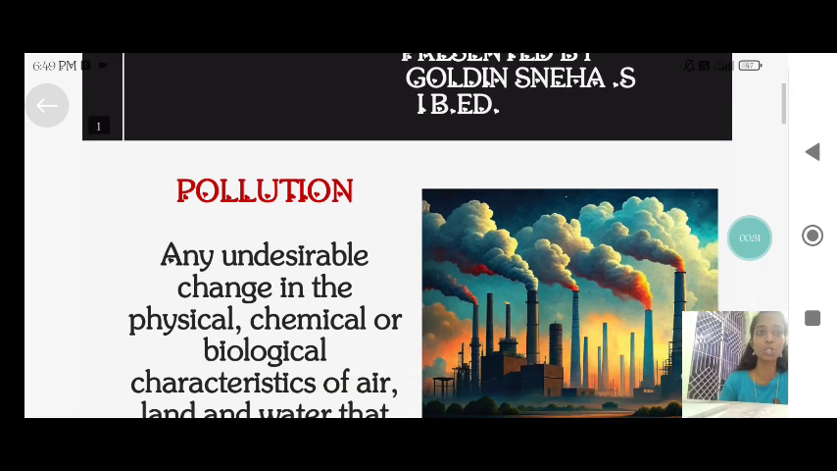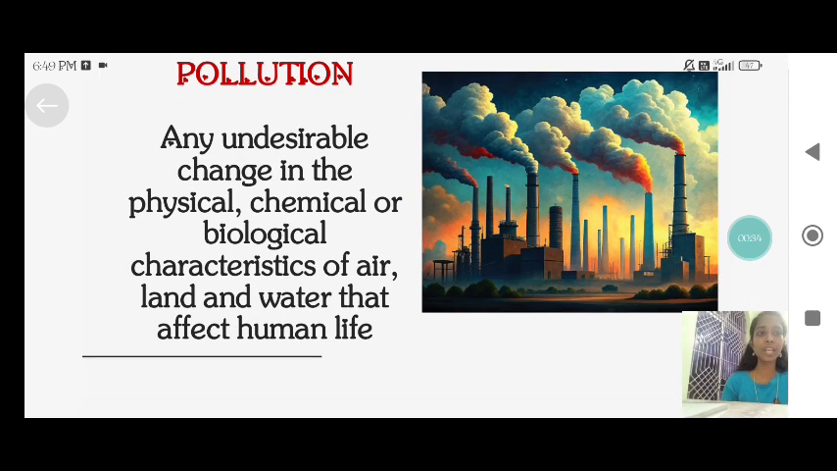So you all know what is pollution. That is an undesirable change in the physical, chemical or biological characteristics of air, land and water that affects human life. So pollution is nothing but the introduction of harmful substances. The introduction of harmful materials or substances into the environment, we call that pollution. That is the harmful materials in the environment or the undesirable change in physical, chemical or biological characteristics of air, land and water which affects human life, is called what? Pollution.